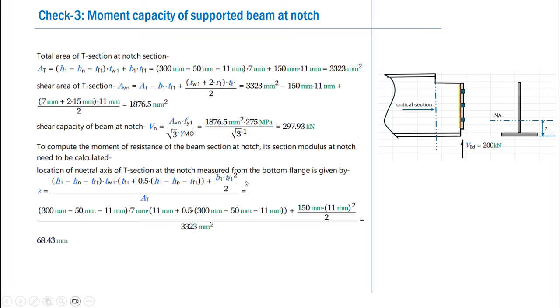So first we obtain the neutral axis of the T section, that is the location Z. This can be directly obtained using our standard formula: A1 into x1 bar plus A2 into x2 bar divided by total area. Substituting the various parameters, we obtain the location of the neutral axis of this T section Z as 68.43 mm. Having obtained Z, we can readily proceed for the calculation of the moment of inertia and next to the section modulus.